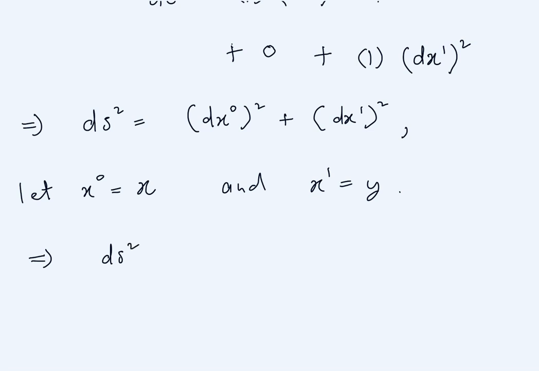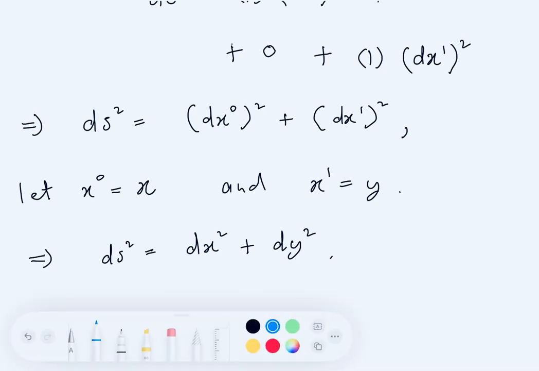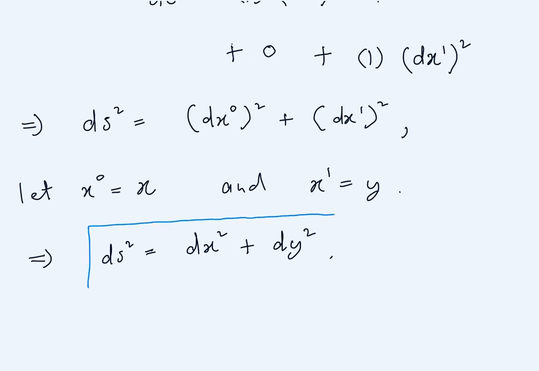We can write ds squared is equal to dx squared. Let me write this s again. It looks a bit funny. So it's ds squared. This is equal to dx squared plus dy squared. So this is the metric of R2. And that process we just went through is how you derive the metric of R2. So this here is our final result, which is the metric of R2.